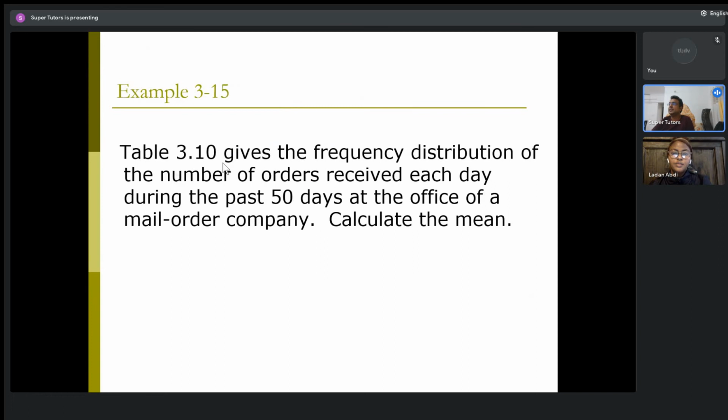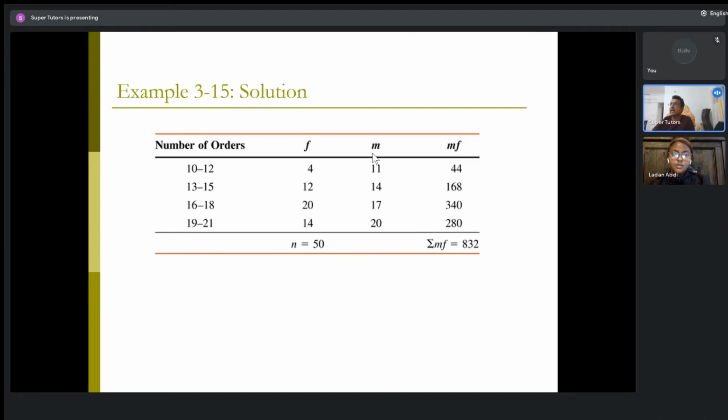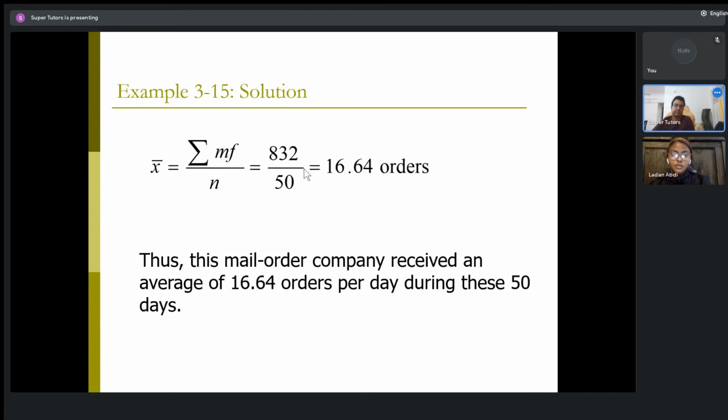Table 3.1 gives the frequency distribution of the number of orders received each day during the past 50 days at the office of a mail order company. Calculate the mean. So similar process. We add an M, 10 plus 12, 22 divided by 2 is 11. So on. Find the midpoints, find the products, sum them up, and divide by 50. Fairly straightforward.